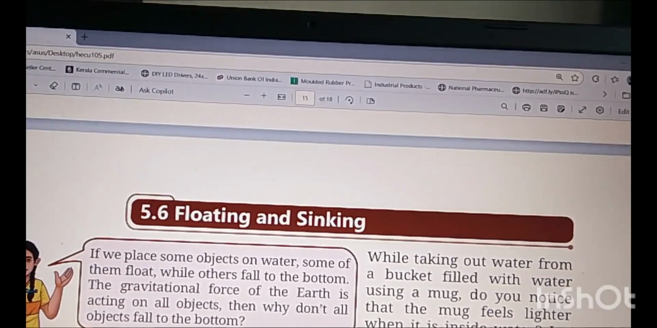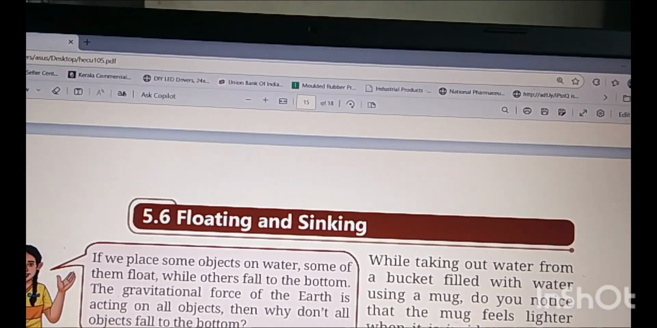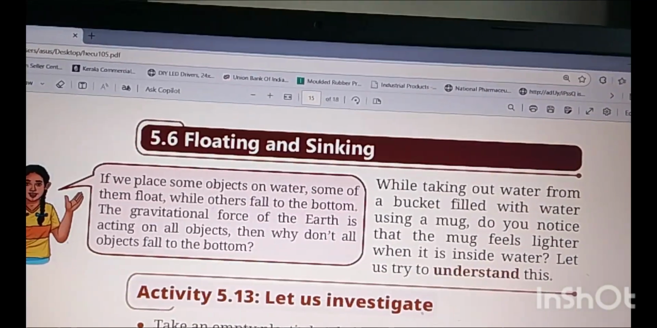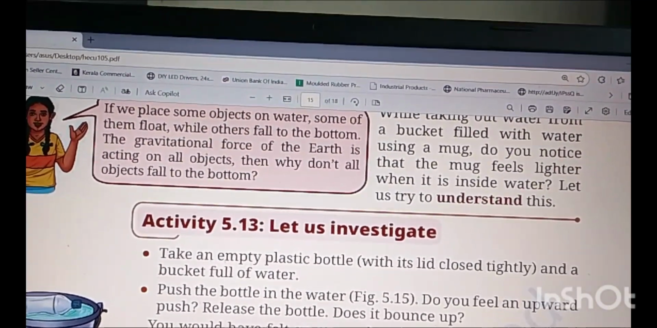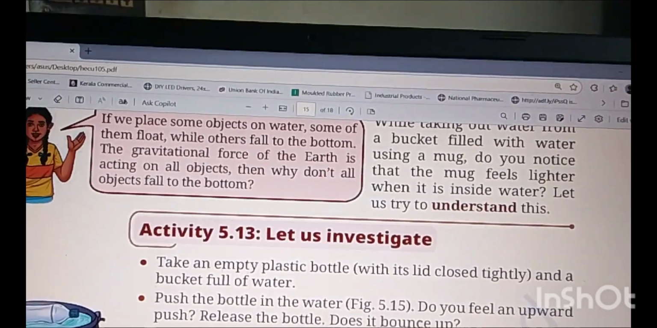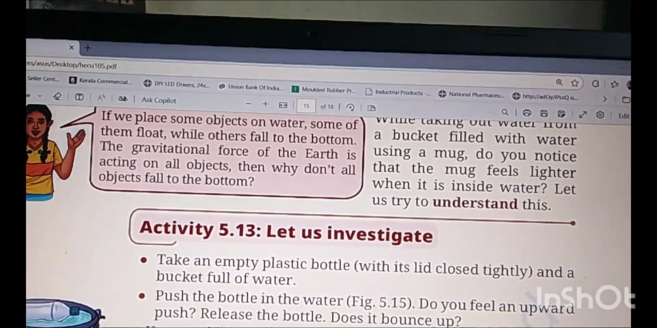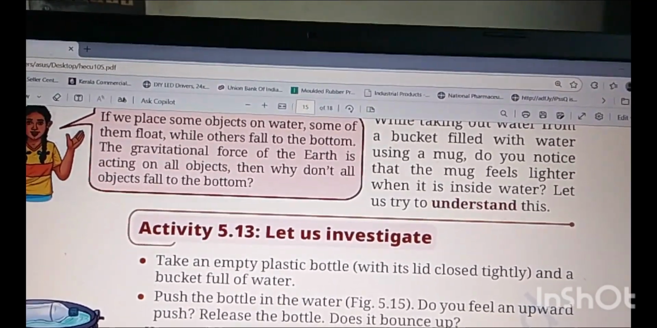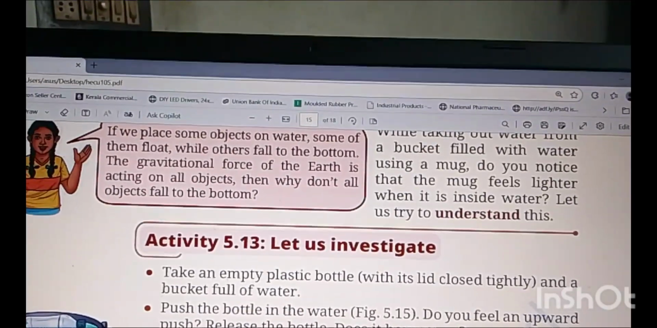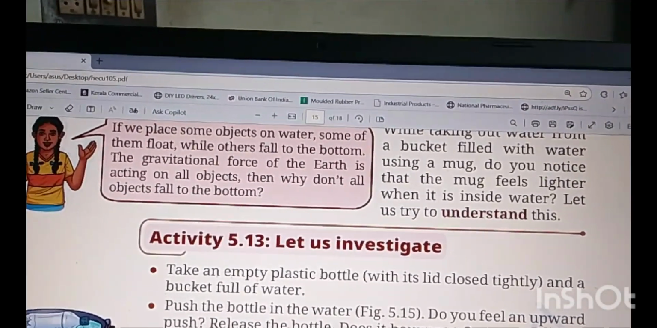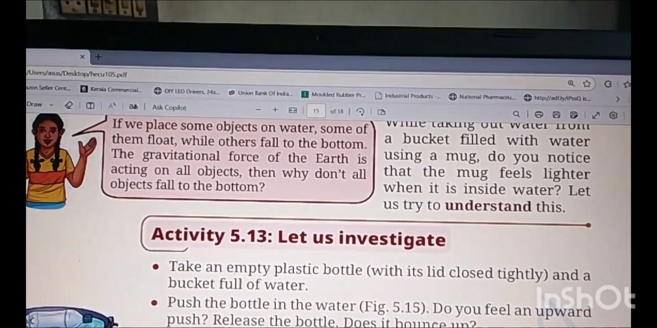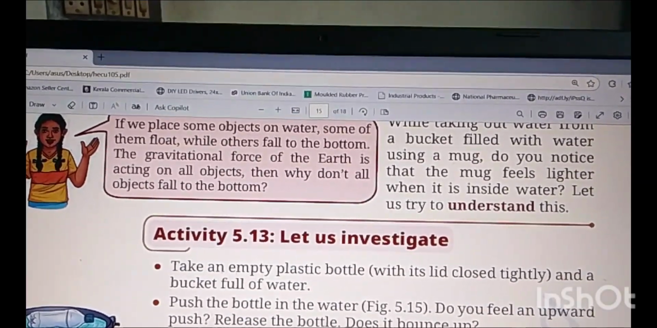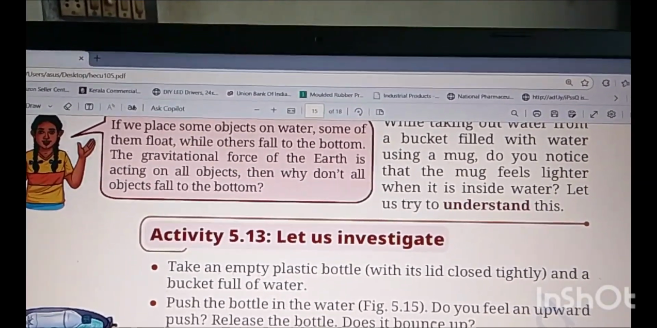Next, we are going to learn a very important topic, that is floating and sinking. We know if you place a plastic bottle on the water in a bucket filled with water, we can see the object just floats. Here that gravitational force is not acting, right? We know every object on the earth will actually sink. But why is this bottle not sinking?